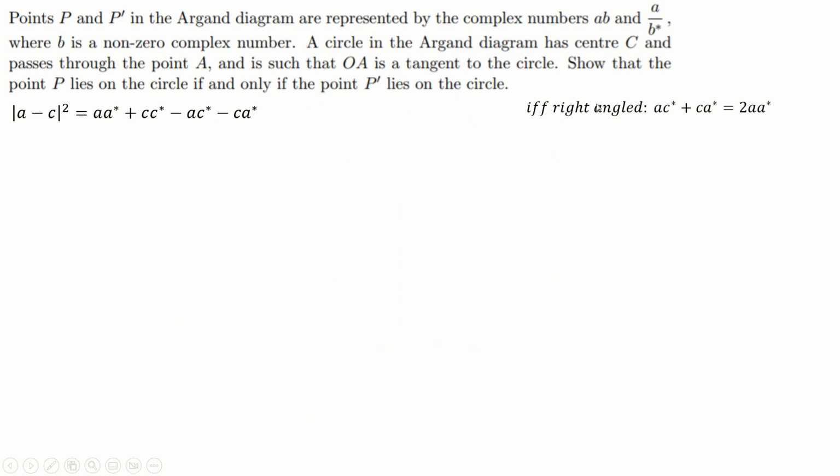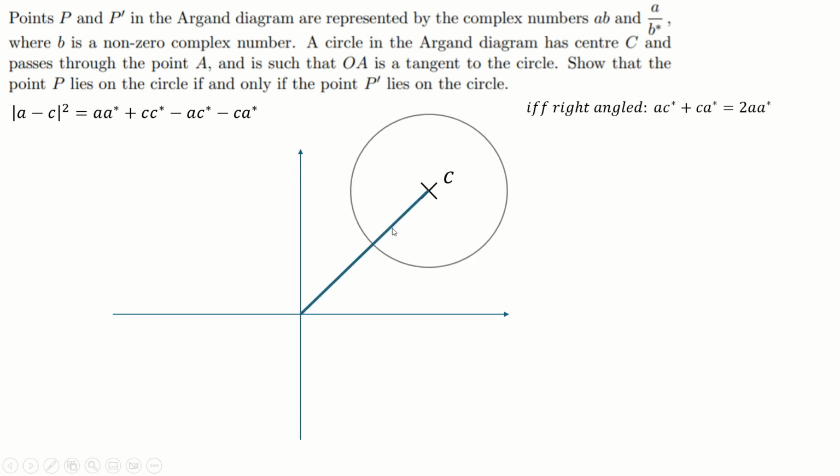Those are the two things that we've done so far that might be helpful at some point. P and P dashed in the diagram are represented by these 2 points made up of A's and B's, I guess, where B is just a new complex number that they've got in now that's non-zero. A circle has center C. Remember, C was just the complex number C. And point A, again, just complex number A, which is on the circle, because the circle centers C and goes through A. But also, A is a tangent to the circle.